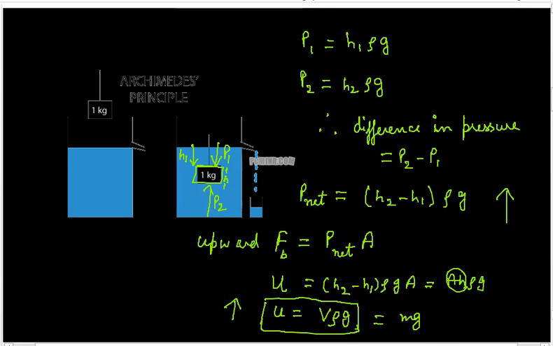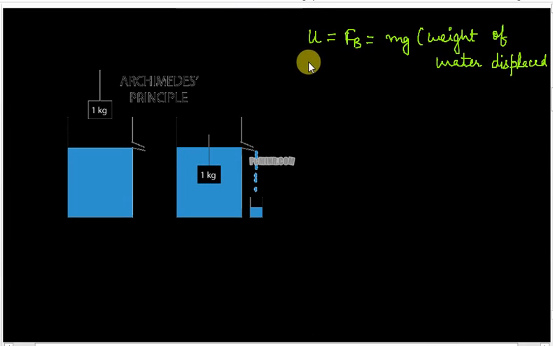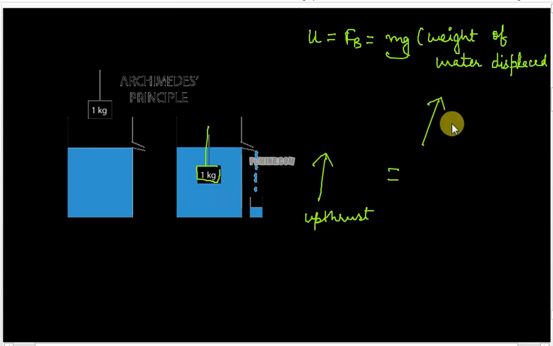Now we find that upthrust, or the force of buoyancy, is equal to the mg, the weight of water displaced. Now that is what Archimedes' principle says. The principle states that when an object is immersed in a liquid, like here we have an object immersed in a liquid, it experiences an upthrust, right? It experiences an upthrust, and that upthrust is equal to the weight of water displaced, which we have proved mathematically comes out to be equal to m times g.